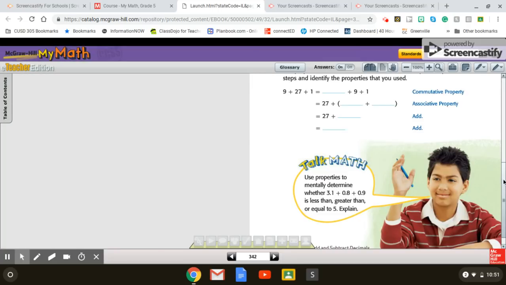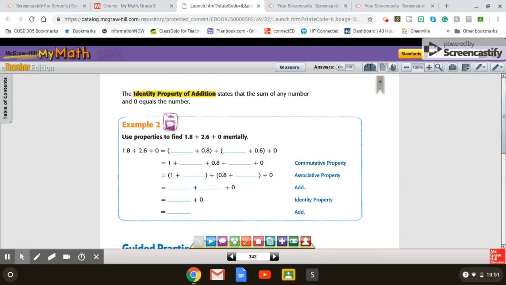Now next we have our third property of addition, which is the identity property of addition. The identity property of addition states that the sum of any number and 0 equals the number. So if you're taking 2 plus 0, you're going to get the number you started with, 2. 1,000 plus 0, you're going to get the number you started with, which is 1,000. So any number plus 0 equals the number you started with.